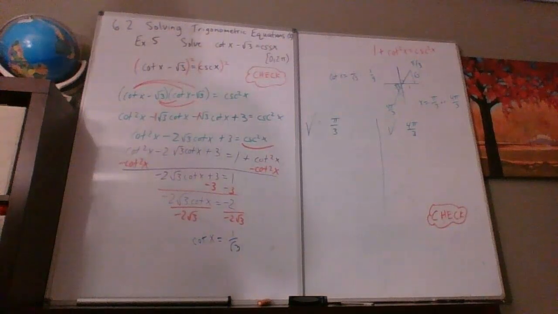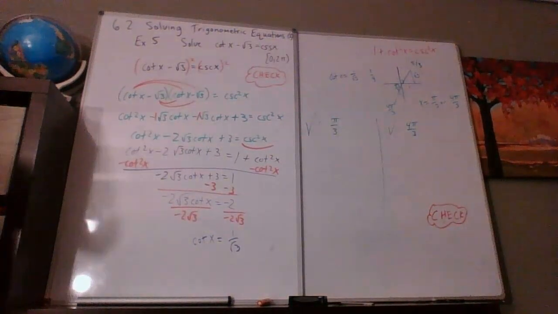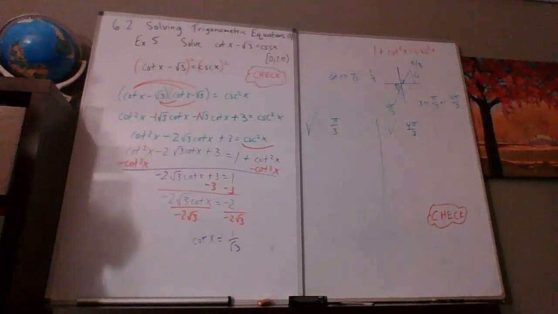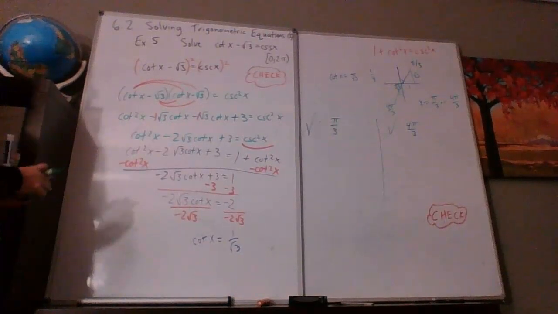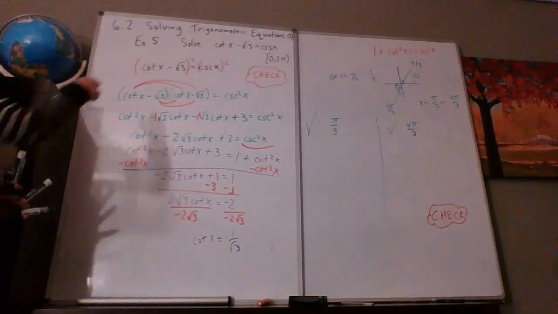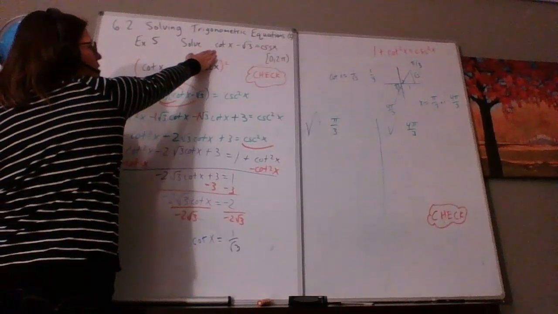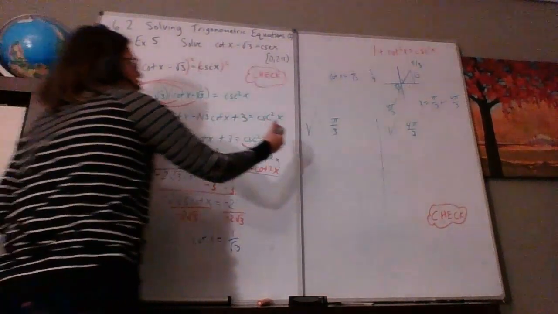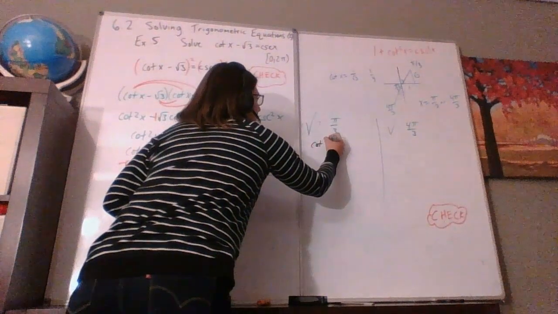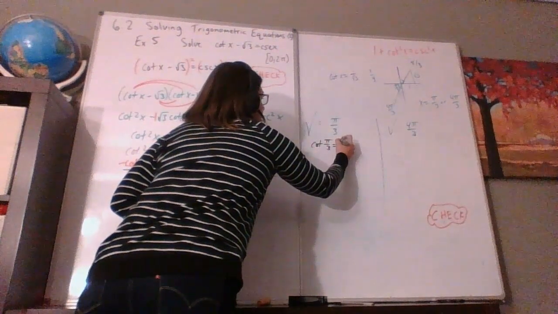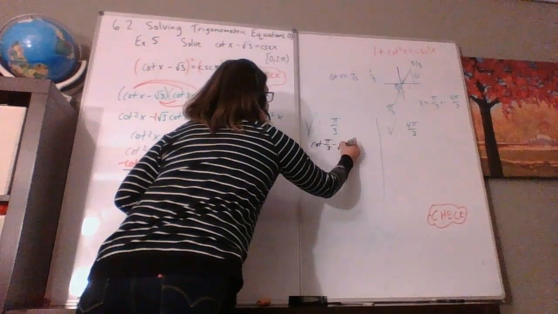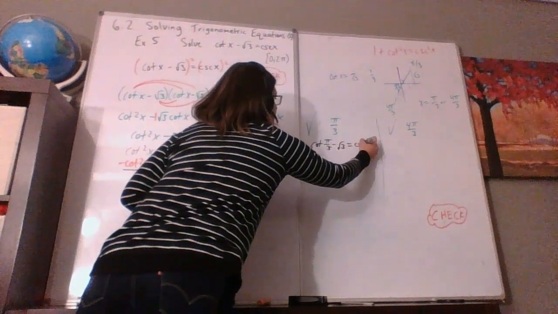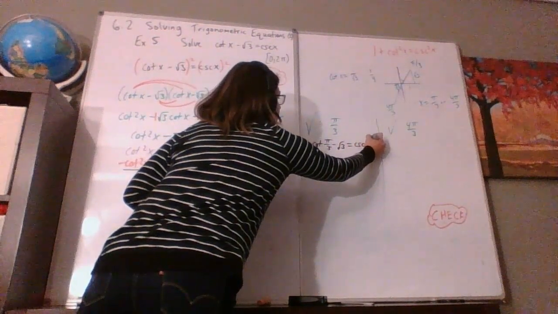When we go to check our solutions, it's important that we check in our original equation. So we're going to plug it into cotangent x minus rad 3 equals cosecant x. So let's check. Cotangent of pi over 3 minus rad 3 equals cosecant of pi over 3.